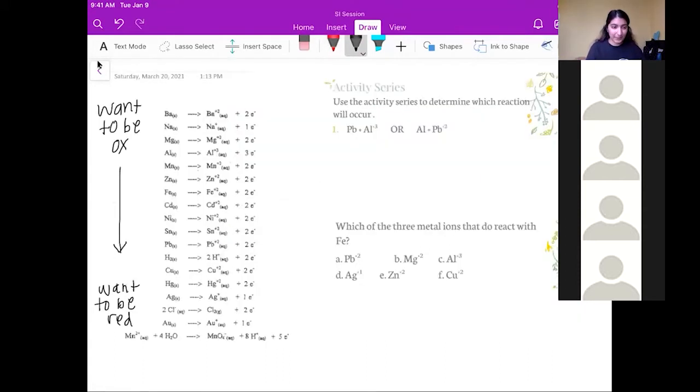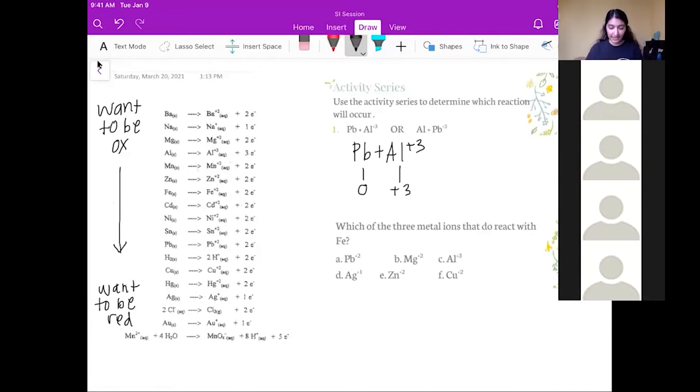Now we'll go to the first one. We'll start with activity series, Pb. In this one, we're deciding which of these 2 reactions would actually occur, so we'll use the activity series for that. We'll start with Pb and Al plus 3. Can someone tell me the charge of Pb? 0, correct. And then Al plus 3 would just have a plus 3 charge.